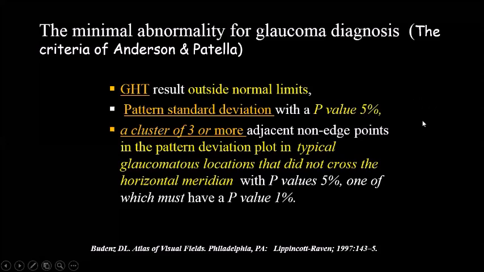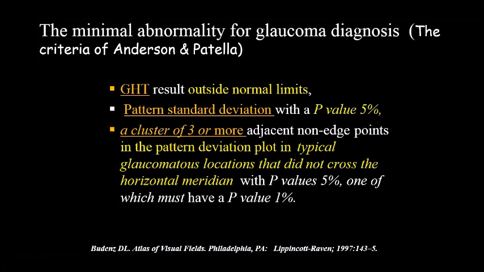These are the old parameters that were used up till now in the clinical studies for the diagnosis of glaucoma. The glaucoma hemifield test outside normal limits, that is standard deviation higher than 5%. And this is the main part. Cluster of 3 or more points abnormal in the pattern deviation, located in an area that we know is that of glaucoma. Glaucoma affects such an area, and it respects the horizontal line.